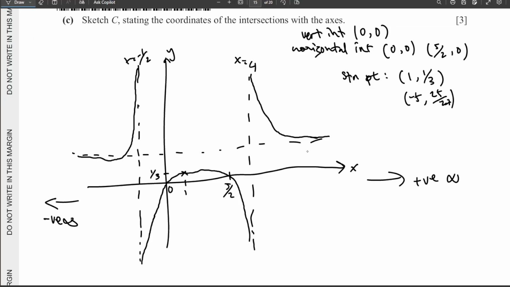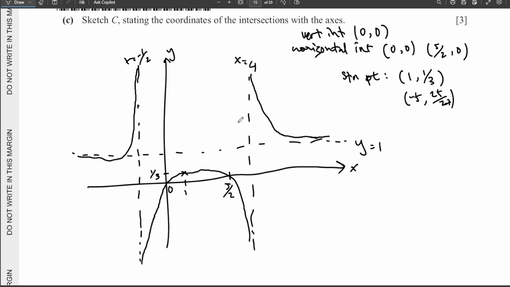So that is the asymptote y equals 1. Please use your ruler to label this in your exam. I mean, drawing all the asymptotes, the Cartesian plane, please use your ruler.